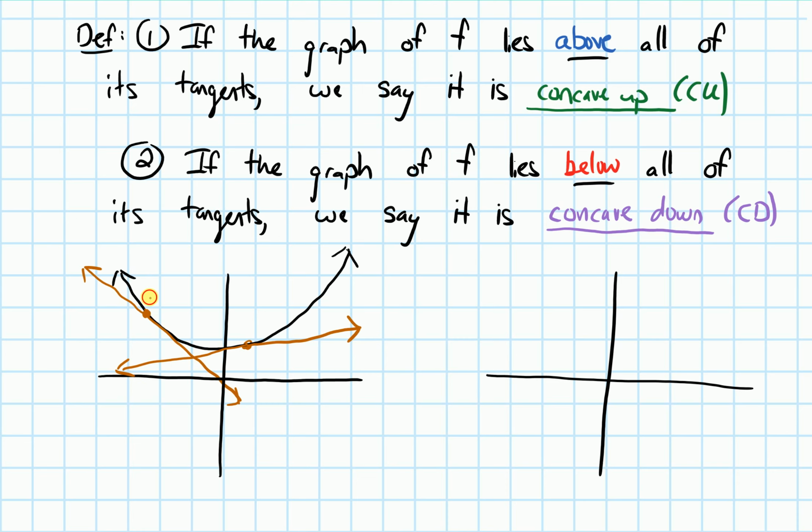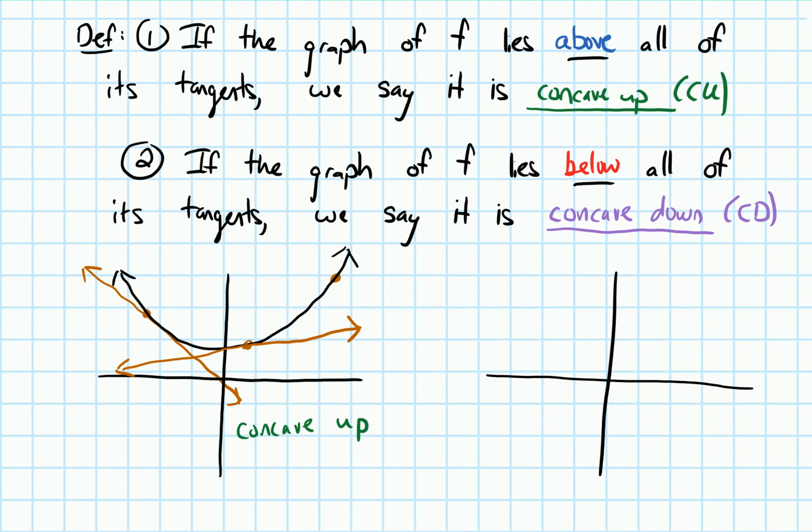And I think at this point it's not too hard to see that no matter what point I were to take on this graph, if I were to draw the tangent line at that point, the graph of the function is always lying above the tangent lines. So that's concave up. So this graph is concave up. And notice consistently across the graph, it's curving upwards at all points.